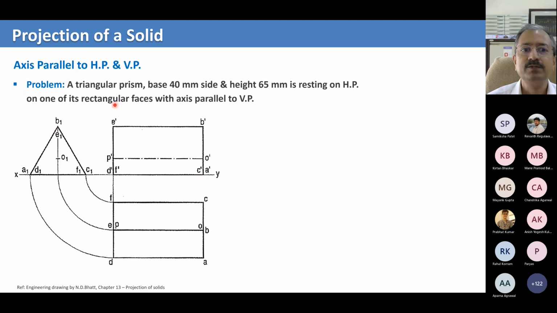One of its faces, it's a triangular prism, right? What is a triangular prism? Two sides are triangles, the other three sides are rectangles, correct? A normal prism, right? Two triangular faces, and all other three faces connecting the triangles are rectangles. One of the rectangular faces of the prism is resting on the horizontal plane.